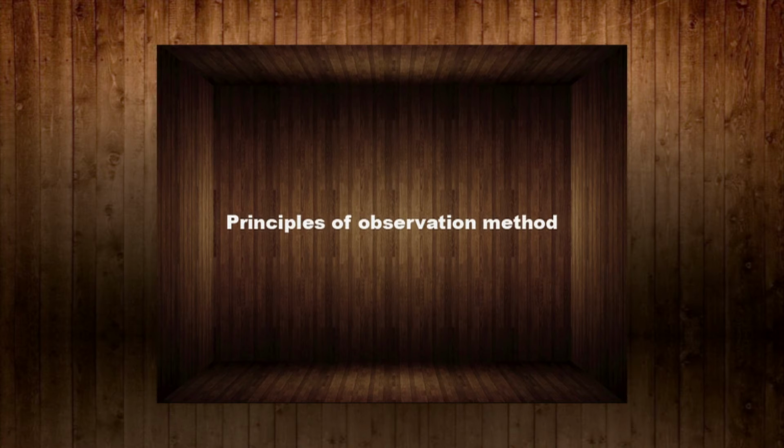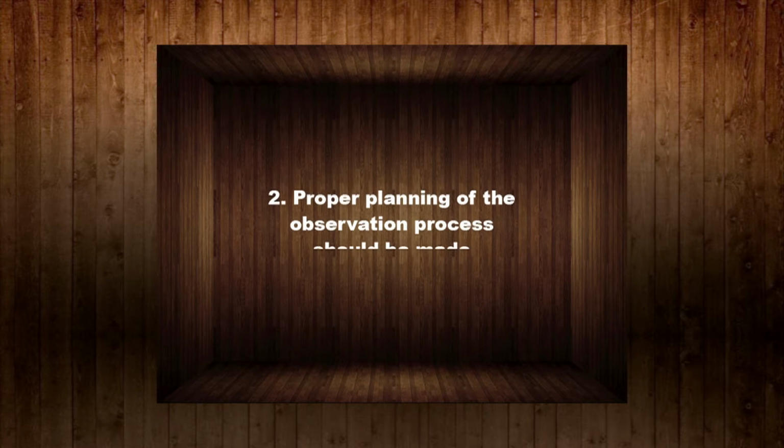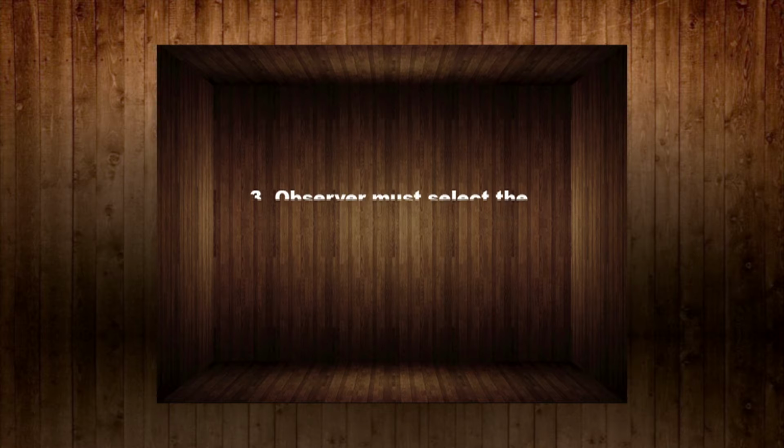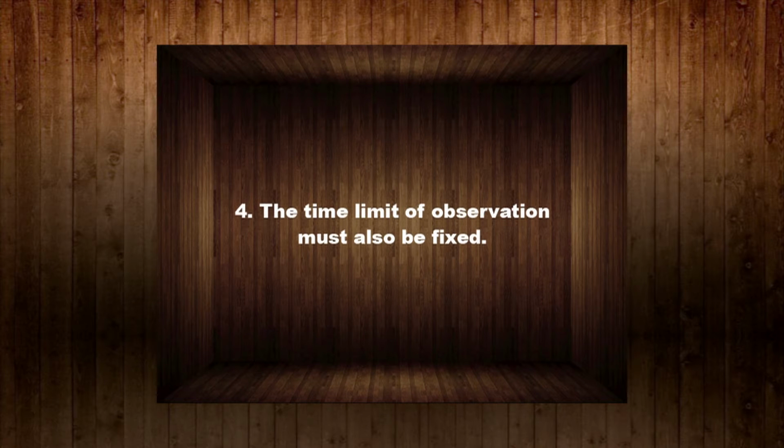Principles of observation method. There are certain principles that should be followed in the observation method. They are, number one, observation should be made not only of the individual's behavior but of the whole situation. Number two, proper planning of the observation process should be made. Number three, observer must select the appropriate number of subjects to be observed. Number four, the time limit of observation must also be fixed.